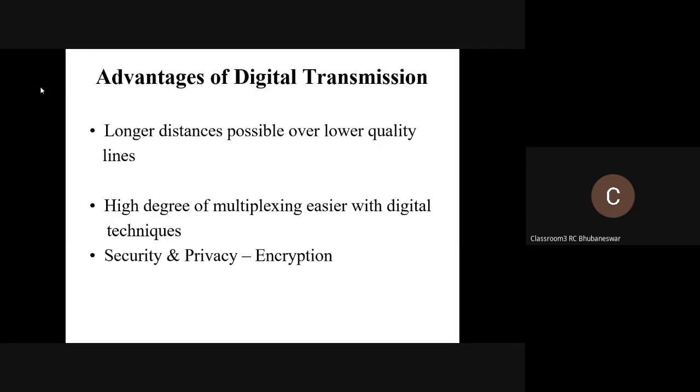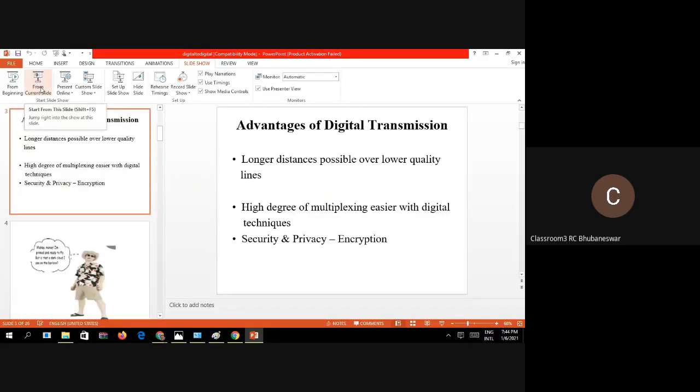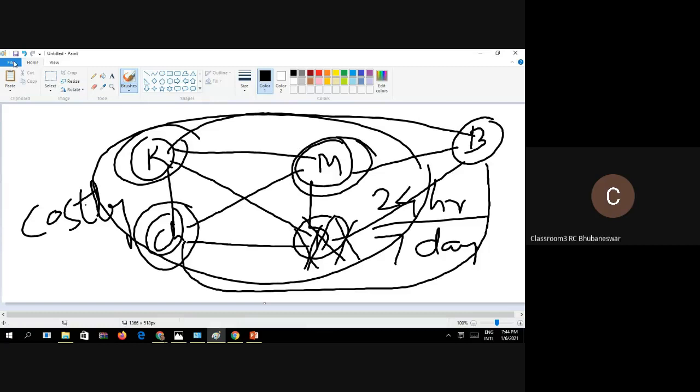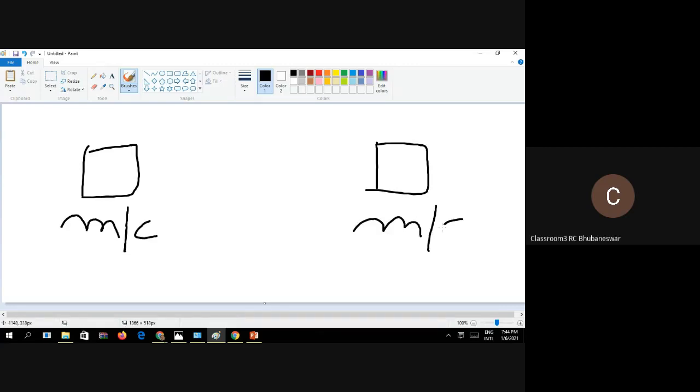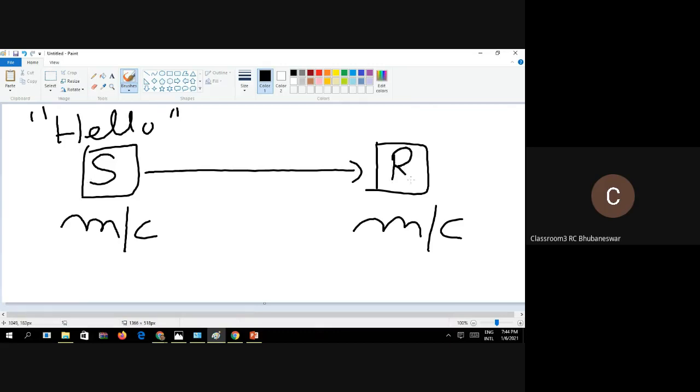Digital to digital. First let me discuss. Look, if there are two devices, two machines are there. Listen to my words. Two machines are there with you. I have to transmit this word hello from here to here. How do we have to transmit? This is the sender. This is the receiver. Is it visible to everyone? Yes sir, it is visible.